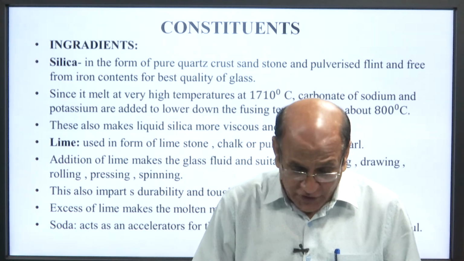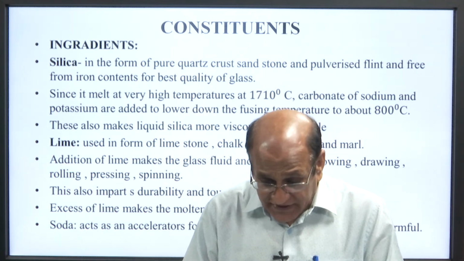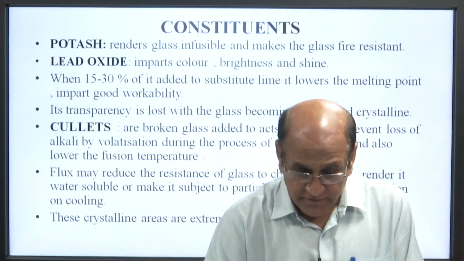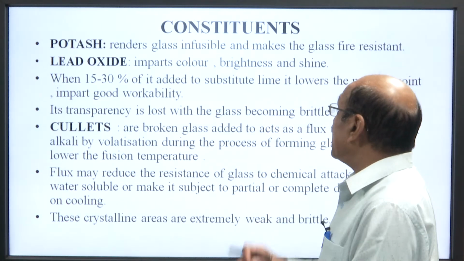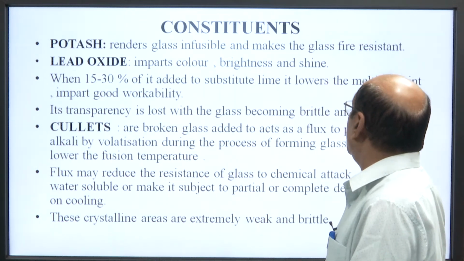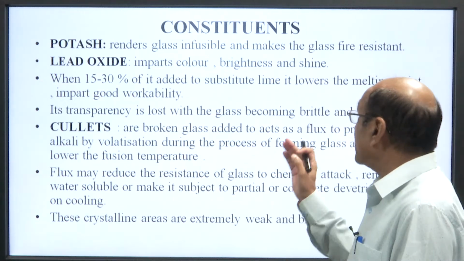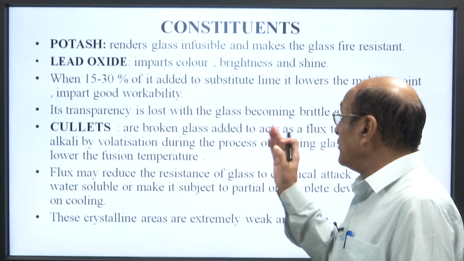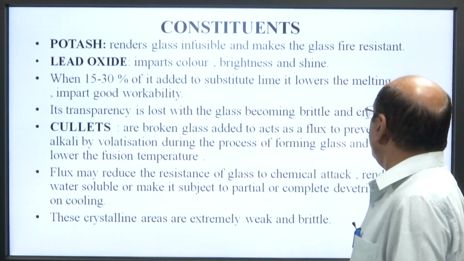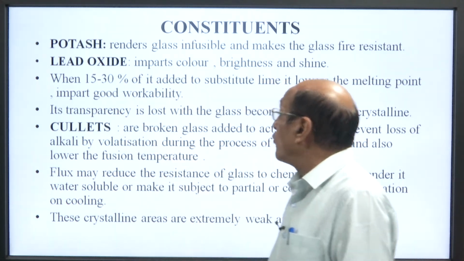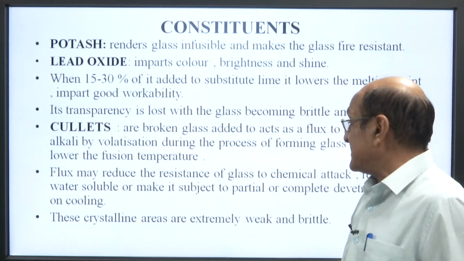The next is soda, which acts as an accelerator for the fusion of glass, and excess of it is harmful. The next ingredient is potash. It renders glass infusible and makes the glass fire resistant. Then the next ingredient is lead oxide, which imparts color, brightness and shine. When 15 to 30% of it is added to substitute lime, it lowers the melting point and imparts good workability. Its transparency is lost, with the glass becoming brittle and crystalline.